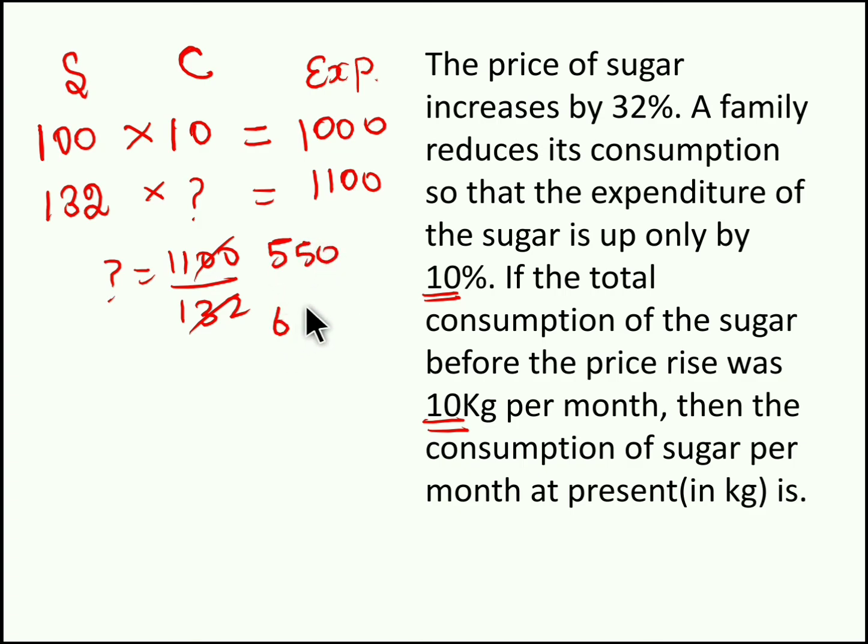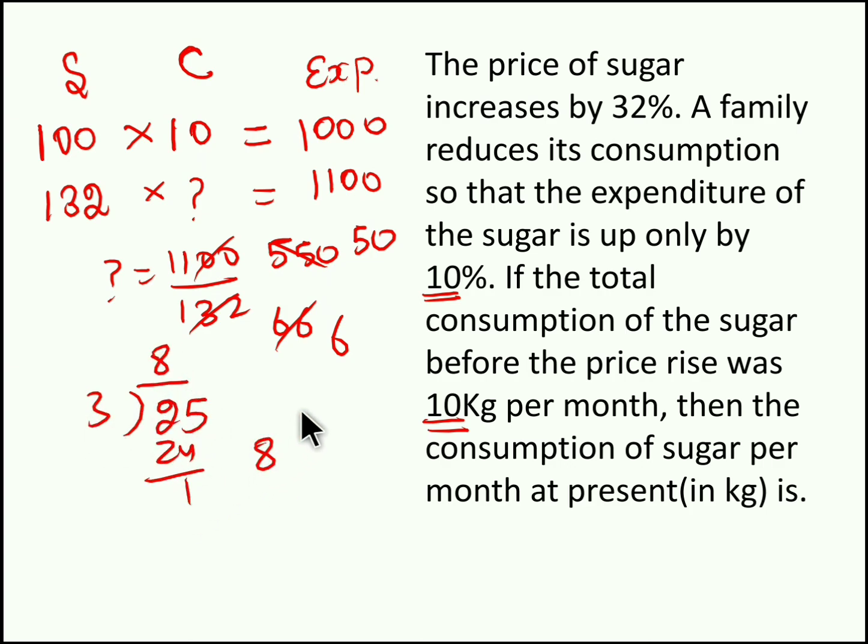550 by 66. Again in the 11th table, 50 times 6 times. So 50 by 6 can be written as 25 by 3, which is 8 1 by 3. So the present consumption of sugar is 8 1 by 3 kg only. After the price hike of 32 percentage and the expenditure hike of 10 percentage, the consumption of sugar is only 8 1 by 3 kgs. Hope you understood the problem, right? Moving to our last question of the session.